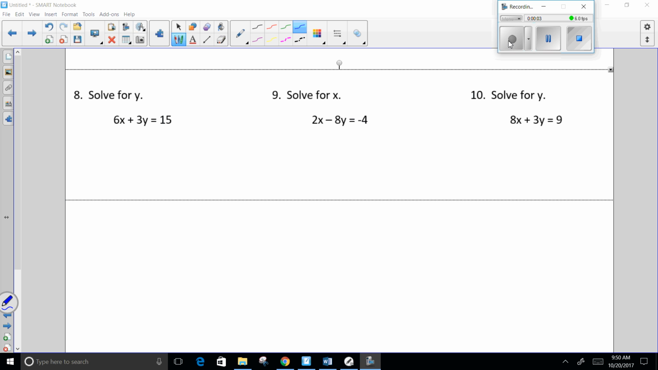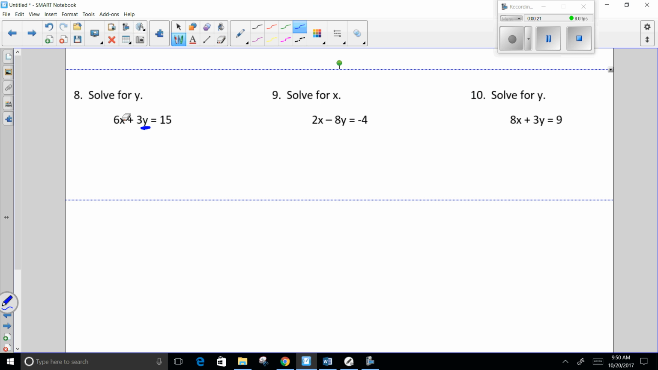This video is about solving for a specific variable. So we have two variables in each equation, so we have to solve for a specific variable. If you look at the first question, it says solve for y. So what I do is I come down here and I underline y. That's the variable that I'm trying to solve for.